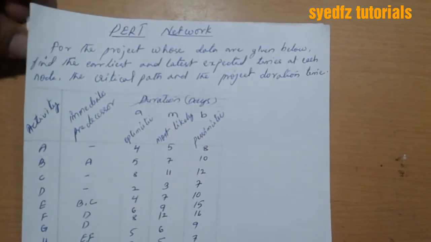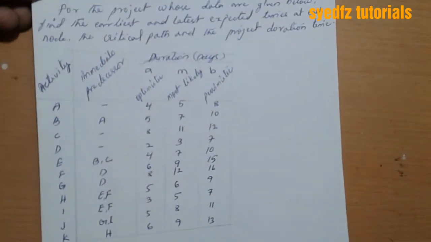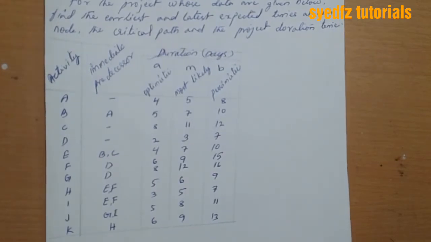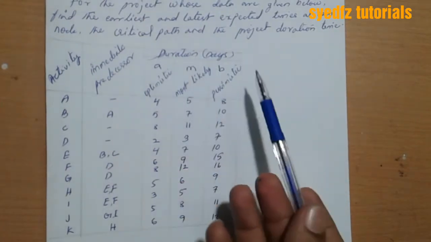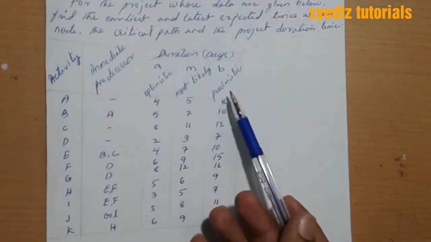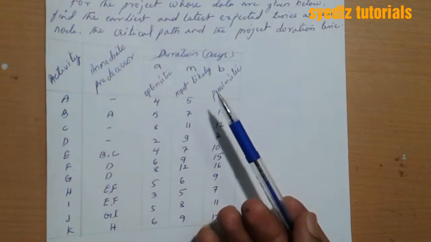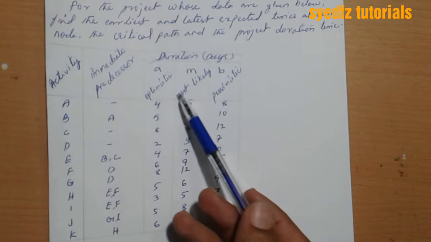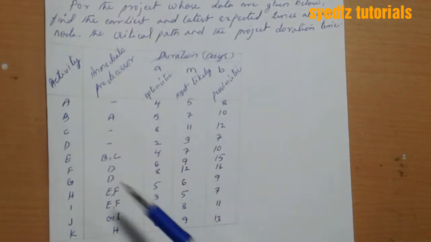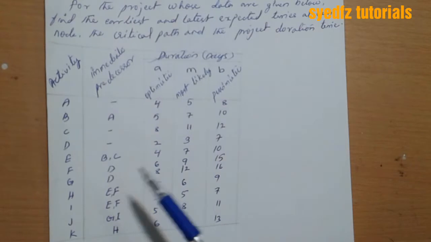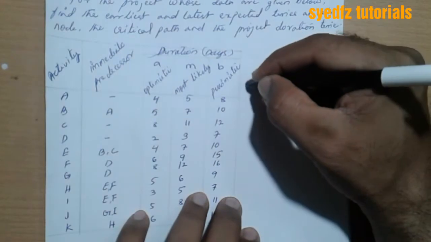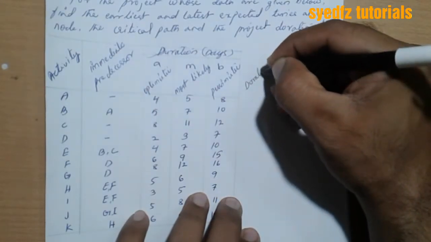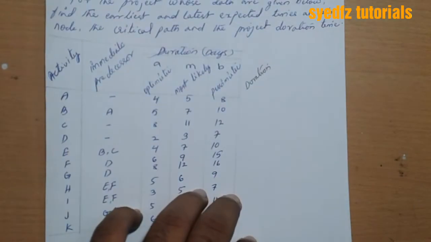Here the activity is given in the table and the immediate predecessor is also given. The duration is given by A, M, B, meaning optimistic, most likely and pessimistic. Duration is not given directly. The duration is divided into optimistic, most likely and pessimistic. So we have to create the duration. How will we create it? It will be created by a formula.